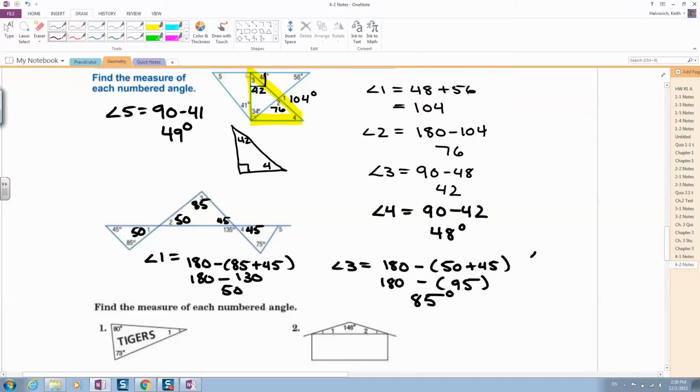Angle 4 is vertical to this one, so it's 45. And then angle 5 is an exterior angle, so it's equal to the sum of the two remote interiors, so 45 plus 75. And so you have 120.